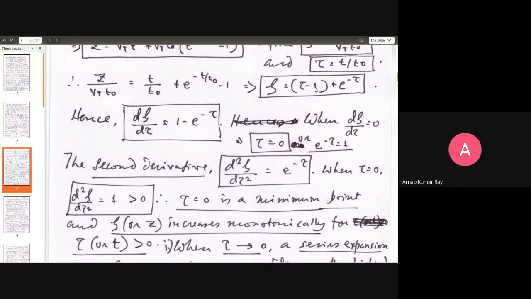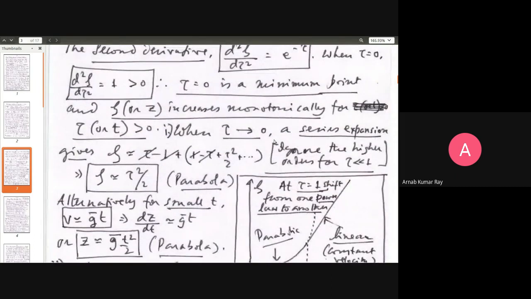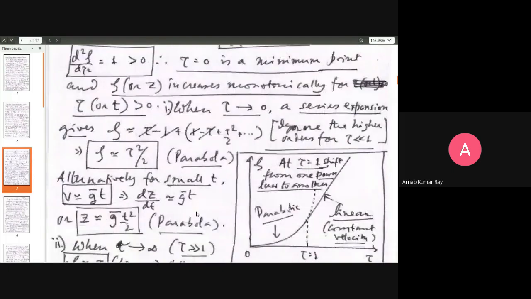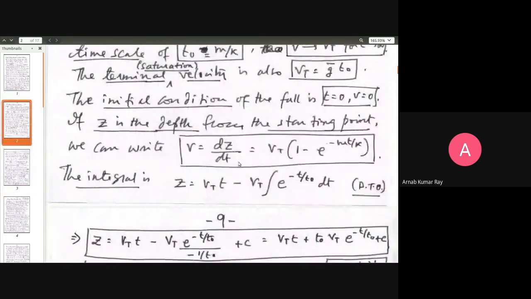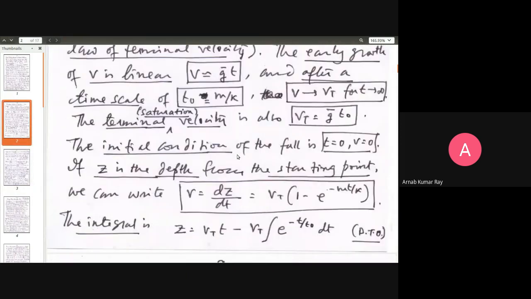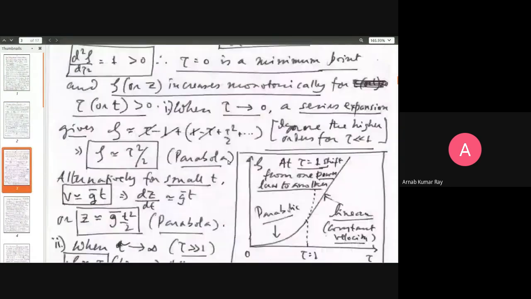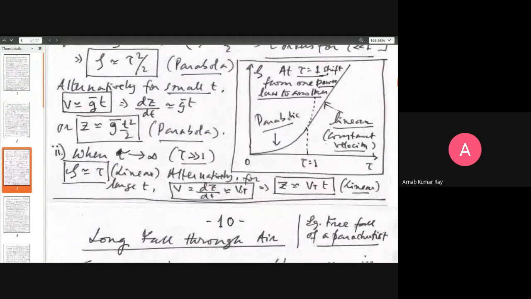Tau is very large. You can even ignore the 1 against tau. So when t goes to infinity, zeta is nearly equal to tau, which is linear, and you can also find this from the velocity equation somewhat differently. For very large values of time, v goes to a terminal value vt. So in that case, dz dt is a constant, right? If dz dt is this constant v subscript t, then z is vt into t. So you can see z is showing a linear behavior, and zeta is tau.